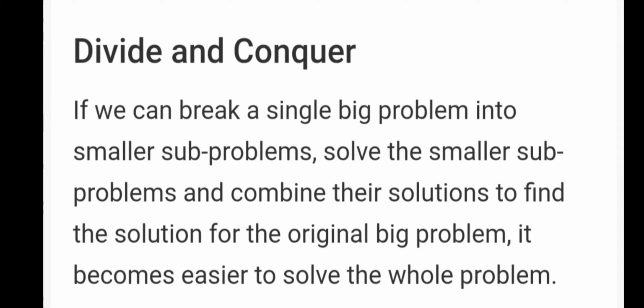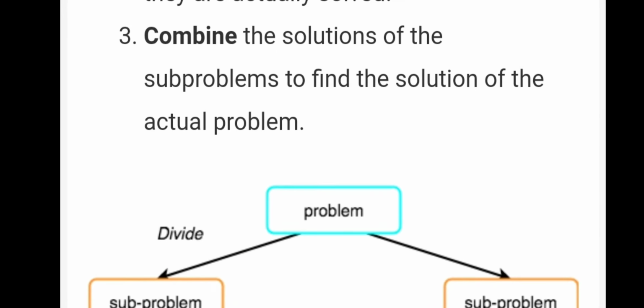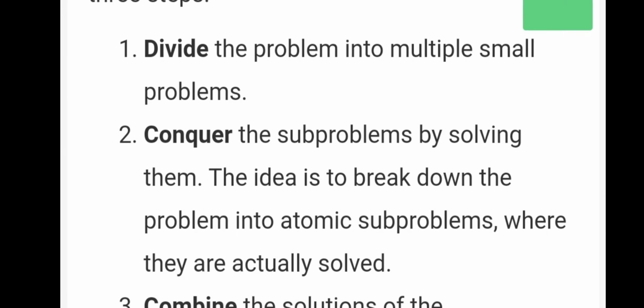So if all those people solve the sub problems, then definitely you can get the solution of the original big problem. That is divide and conquer. Hope you understand my point. Right? See here, divide first.